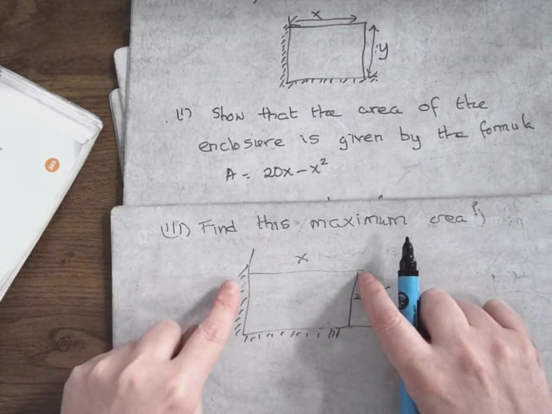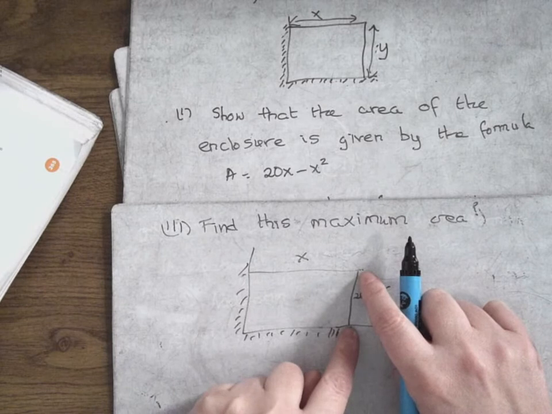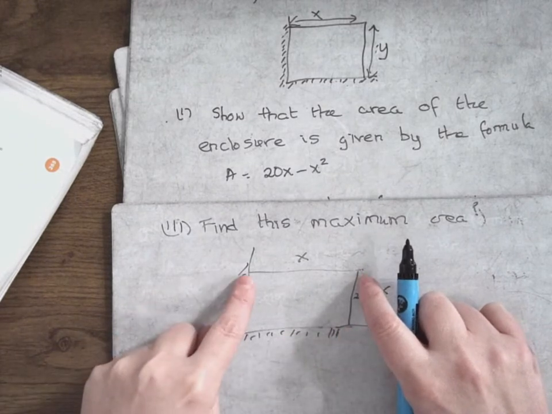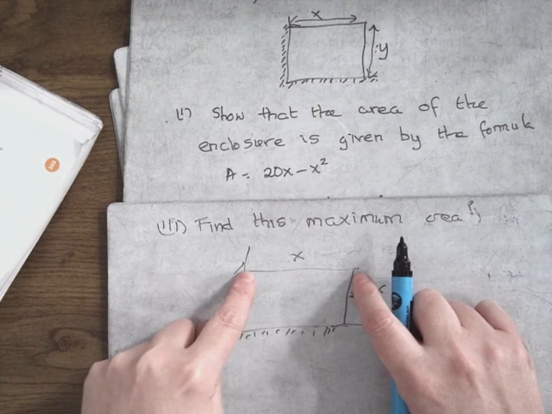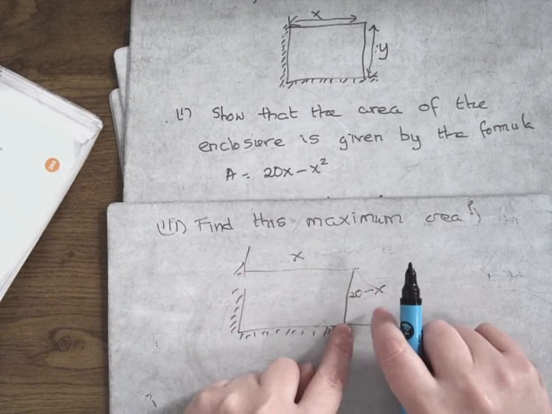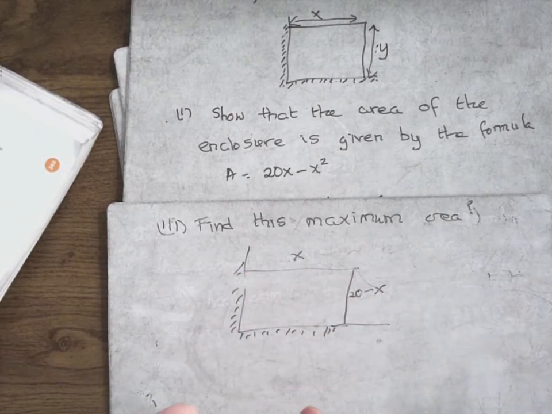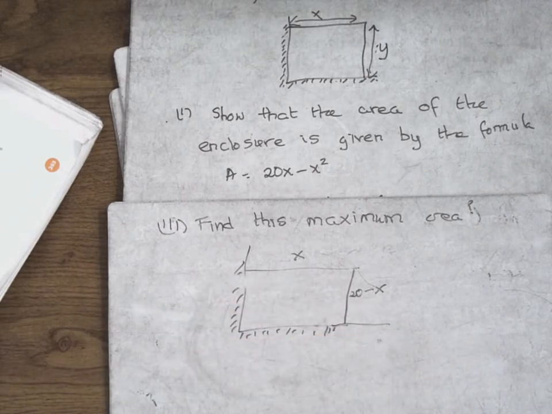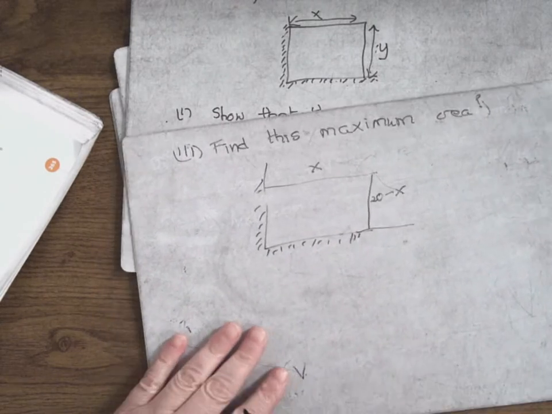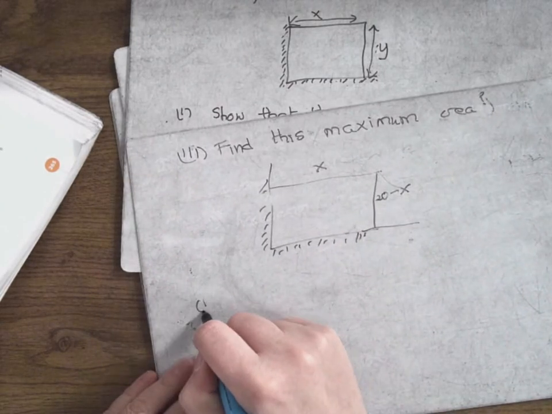10. If this was 8, what would this be? 12. If this was 15, what would this be? 5. So whatever length this is, it's 20 take away that number. Would you agree? Okay, so that's where the x and the 20 minus x came from. Agreed? Okay, so part one says, find the area.